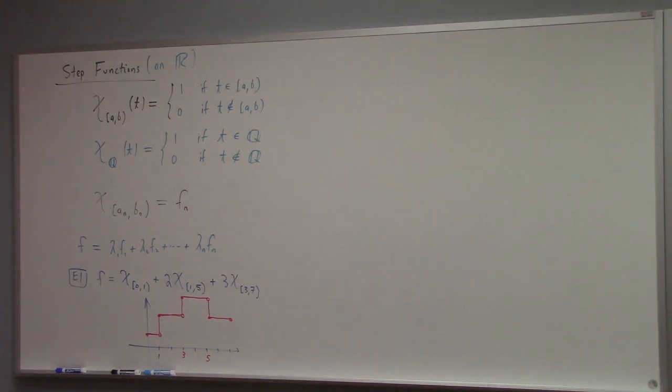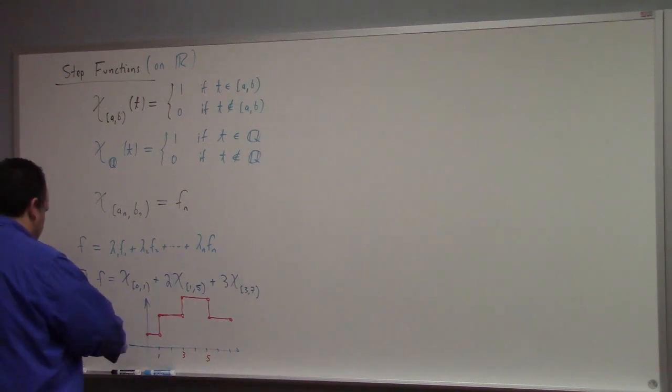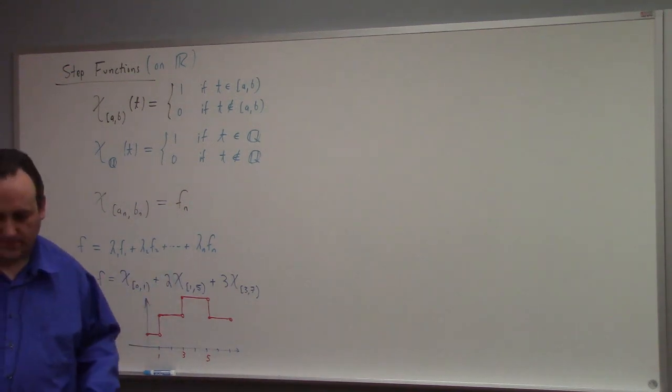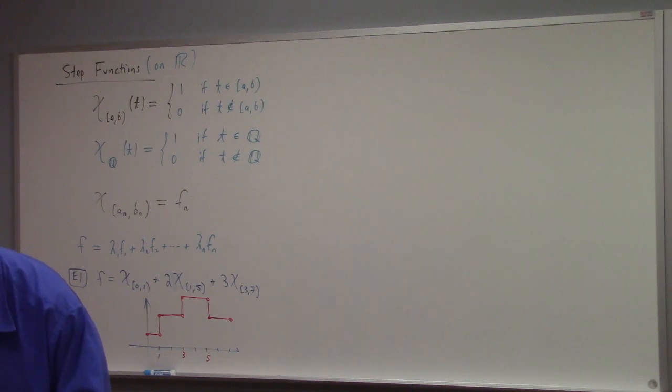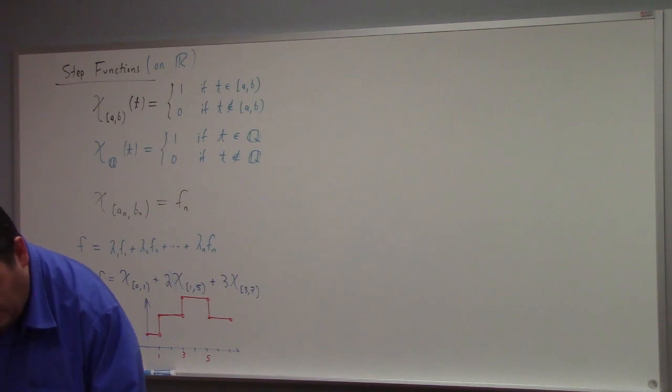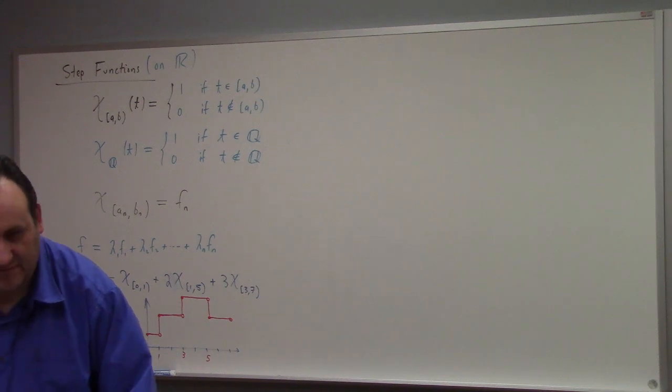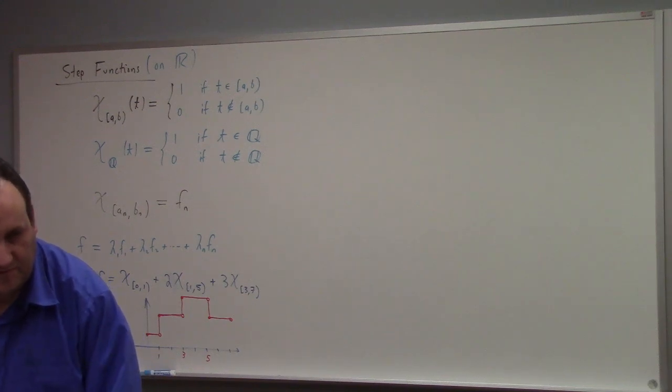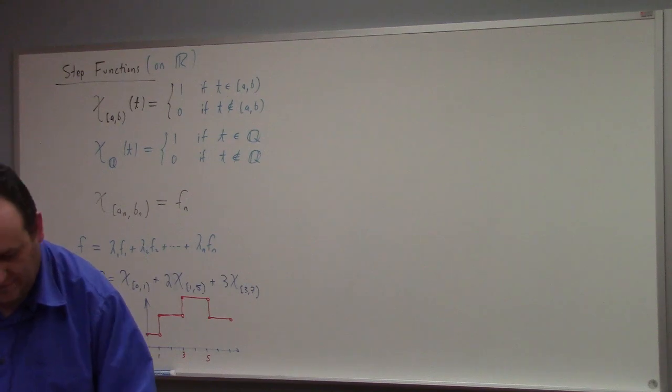All right, so anyway, there you go. You can see why it's called a step function, obviously. Okay, great. Now, he calls this the basic representation, and then what do we do with that? Well, he points out that the collection of all step functions on R is a vector space. If you add step functions together, you get another step function. Scalar multiply a step function, get a step function.